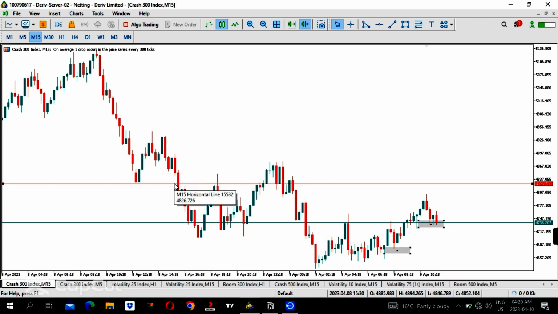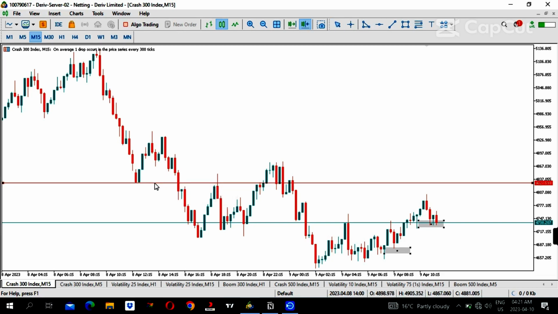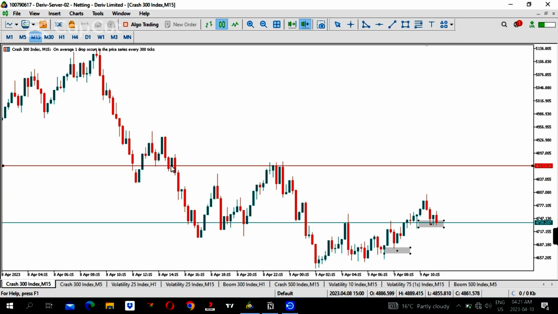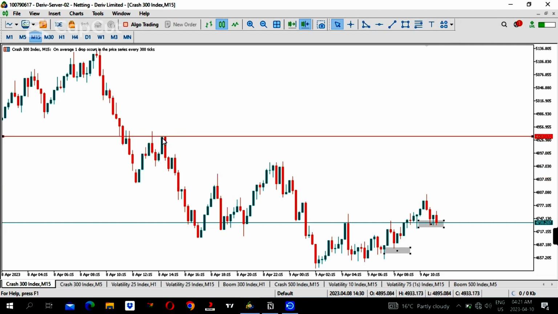When using support and resistance, personally I don't mark it as a specific point. I consider it as a zone. That's why I usually use supply and demand. So when the market reverses and goes up, that's a support zone. When the market rejects on the upside, that's a resistance zone.